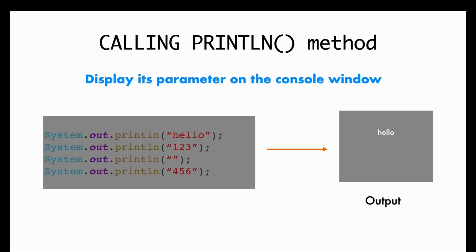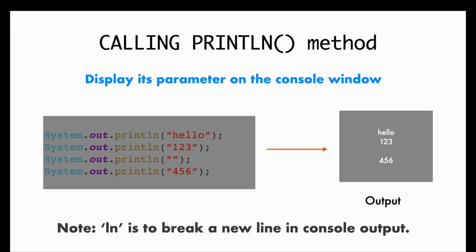The first statement will output hello without the double quotes. Basically, it's telling you that hello is to be printed. Then it will execute the second statement and display 1, 2, 3. In the third statement, because we are passing an empty string, it won't print anything and an empty line will be displayed. Then it will display 4, 5, 6. One thing to note here is that the ln in println is to break to a new line in the console output. Correct?